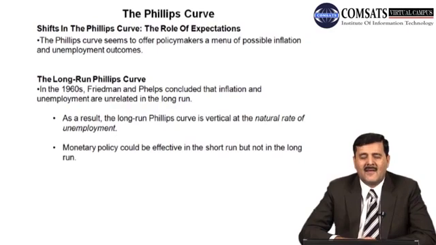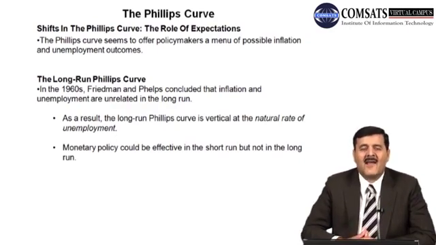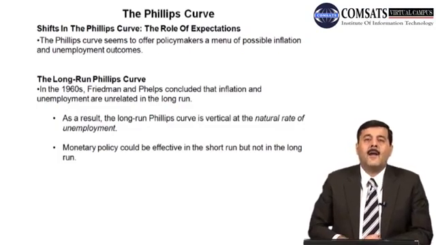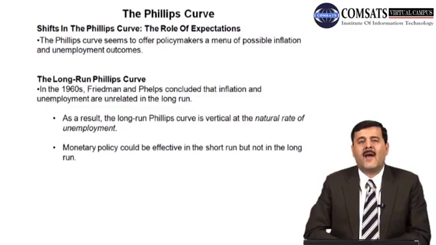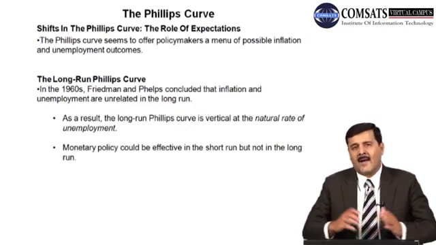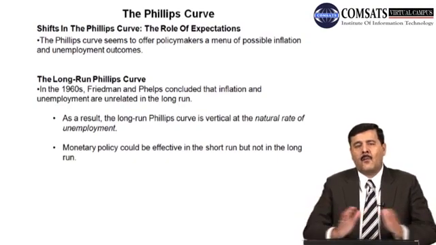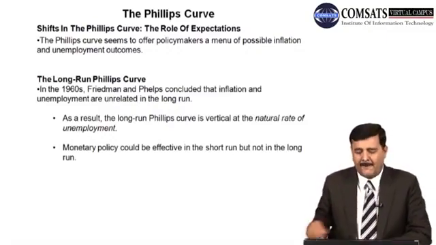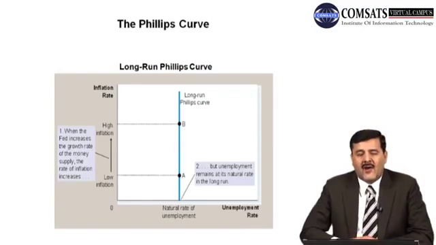So we can say that monetary policy could be effective only in the short run but not in the long run. Why? Because with a change in monetary policy, expansionary or contractionary, we can change the aggregate demand in the economy only in the short run. In the long run the relationship between inflation and unemployment almost disappears, and we have a vertical Phillips curve, a straight Phillips curve.